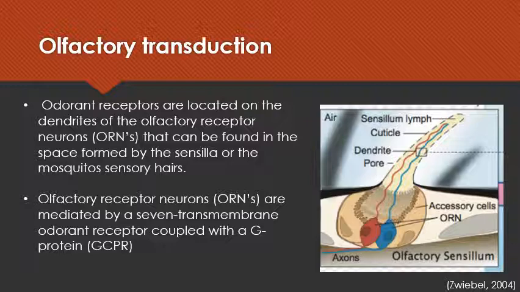So odorant receptors are located on the dendrites of the ORNs, or the olfactory receptor neurons, and these are found in the small spaces formed by the sensory hairs, or the sensilla, of the mosquito. Now, the olfactory receptor neurons are mediated by a 7-transmembrane odorant receptor coupled with a G protein, as we know them, a GPCR. Now, like humans, olfaction most likely expresses a combinatorial coding strategy in which information from the receptor cells is combined when sent to higher processing.